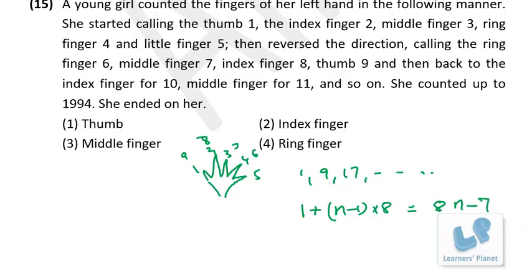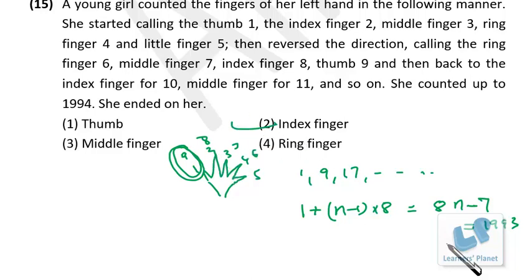Now to make the calculation simple, 8n minus 7 is precisely 1994 I will put, right? But to make the calculation simple, I just choose the figure 2000 because 2000 is a multiple of 8. So suppose I assume on the right hand side 1993, then it will be 2000. So this will end at this place. 1993 will end over here. That means 1994 will be at this place. So 1994 will be the index finger. Clear?